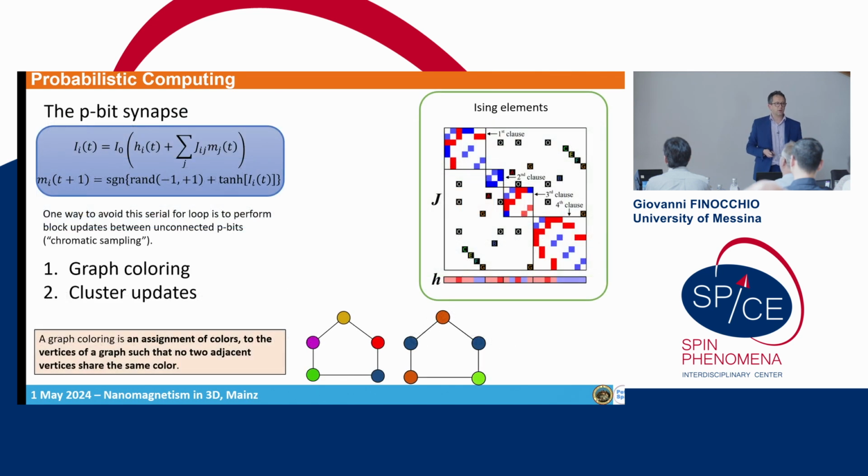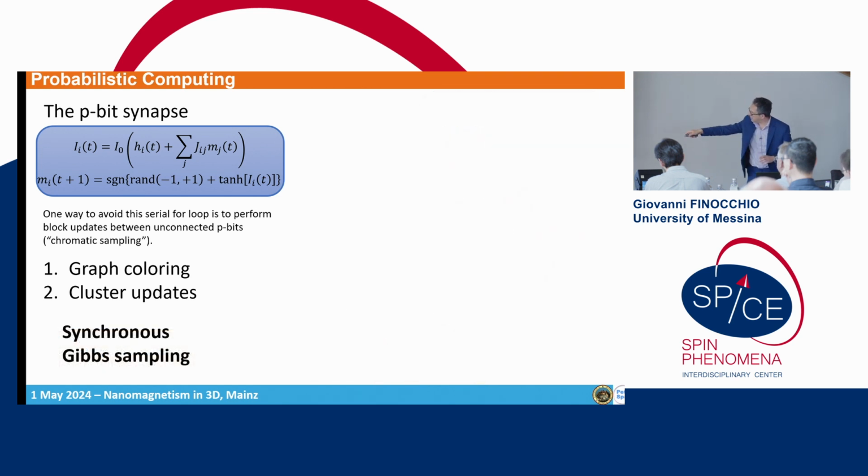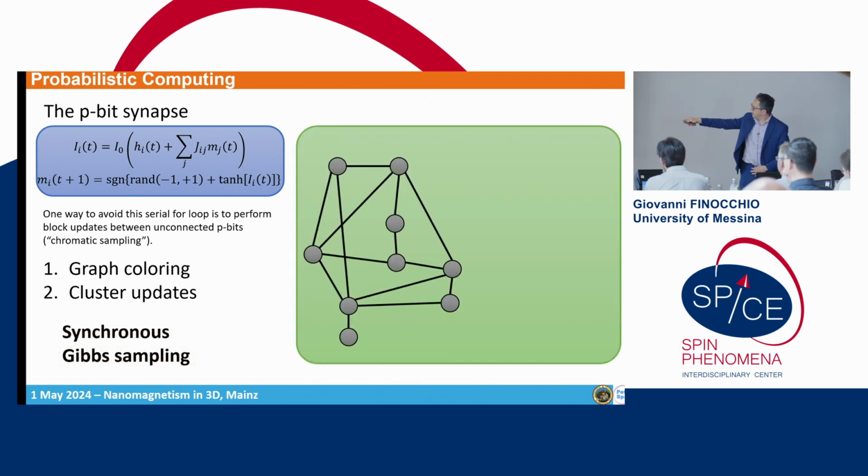Then, of course, not all the problems are fully connected. You have some problems which are actually sparse. And when you have a sparse graph, you can apply standard graph coloring. So you create colors in this graph, for example, as you see below here. So you apply this graph coloring algorithm.